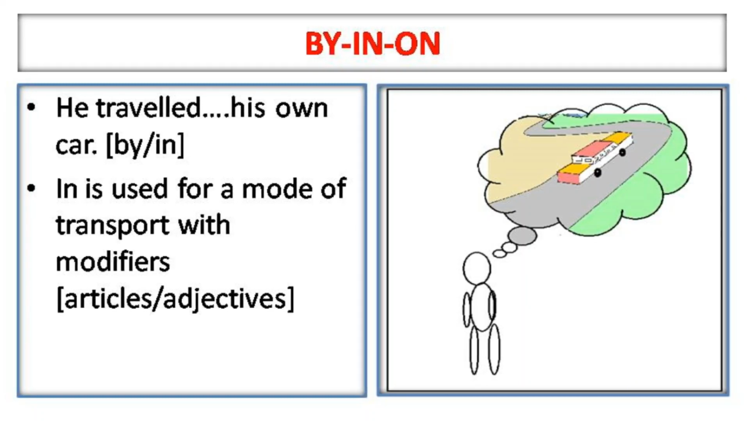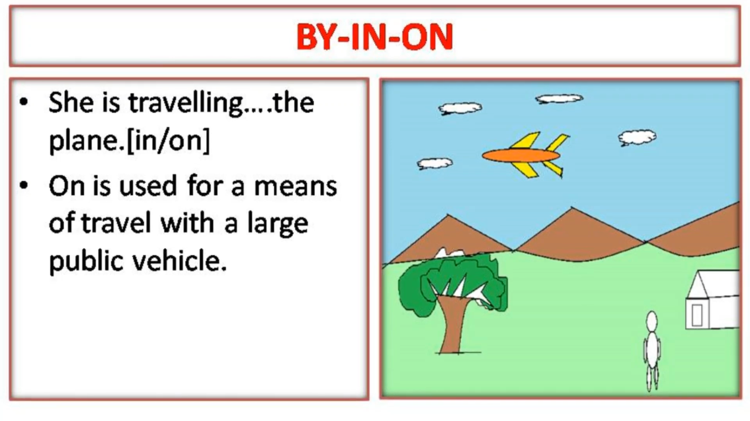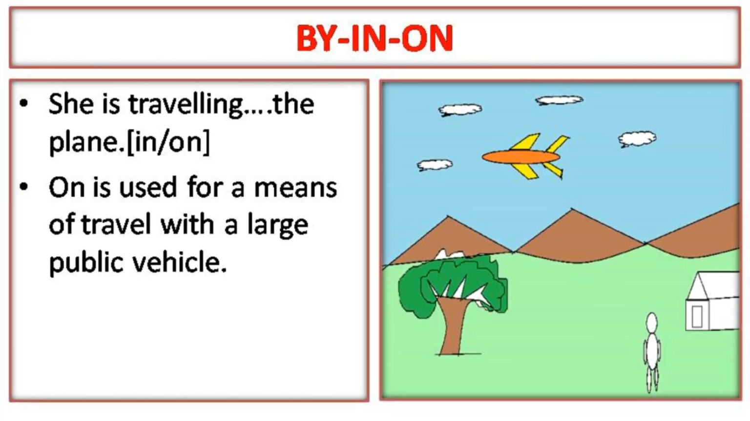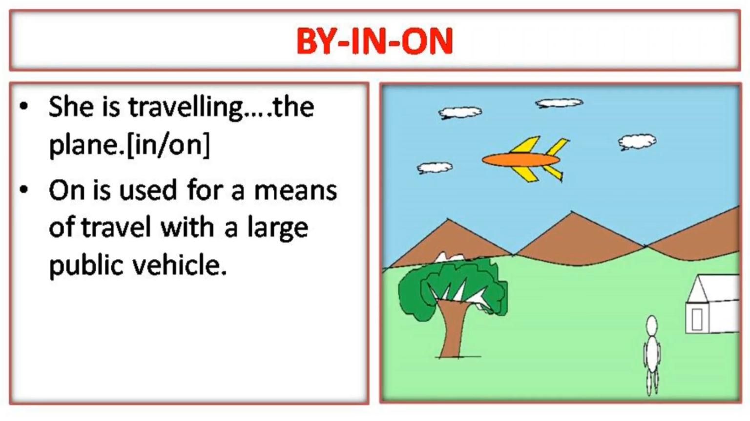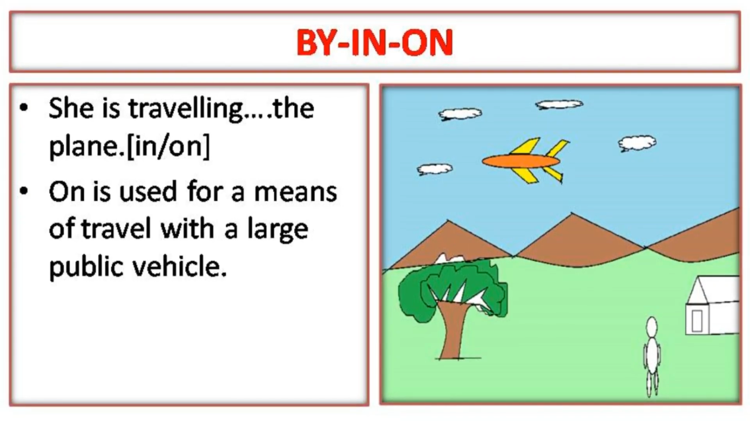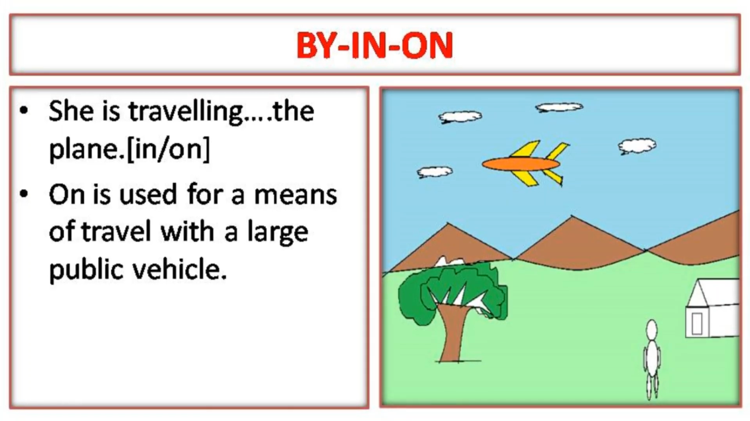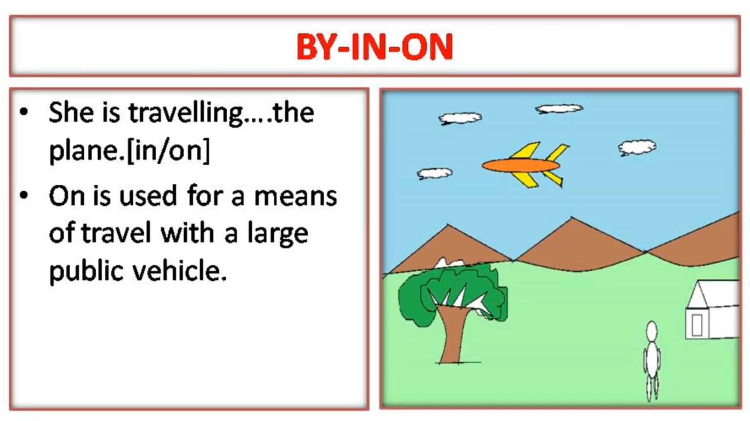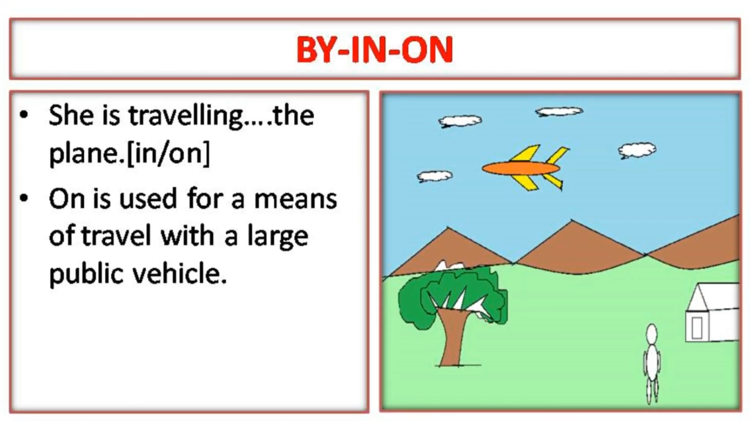By, in, on. She is traveling dash the plane, in the plane or on the plane. On the plane. On is used for a means of travel with a large public vehicle.